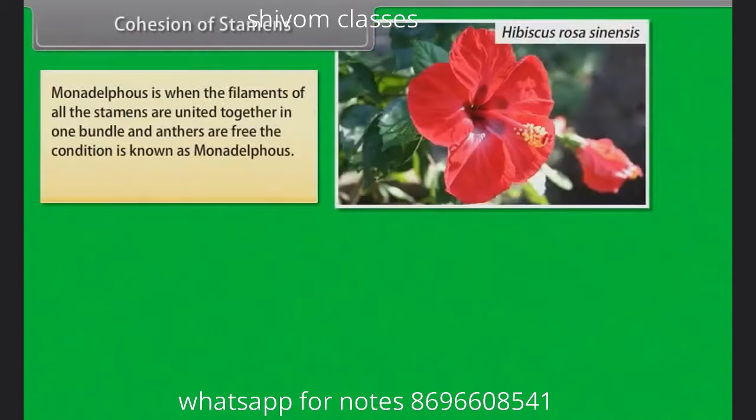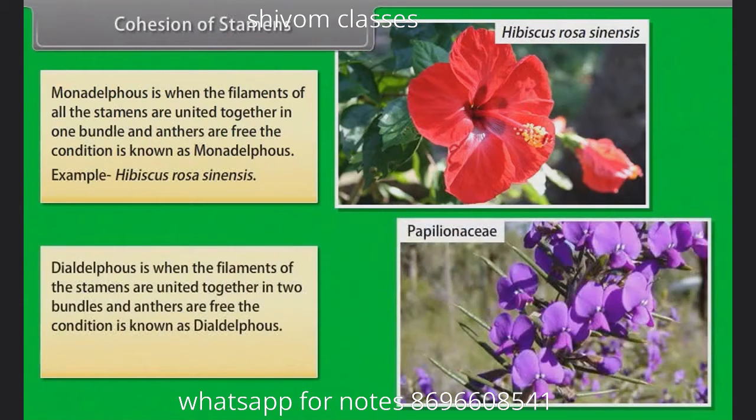Monadelphous is when the filaments of all stamens are united together in one bundle and the anthers are free. The condition is known as monadelphous. Example: Hibiscus rosa-sinensis. Didelphous is when the filaments of the stamens are united together in two bundles and the anthers are free. The condition is known as didelphous. Example: Papilionaceae.